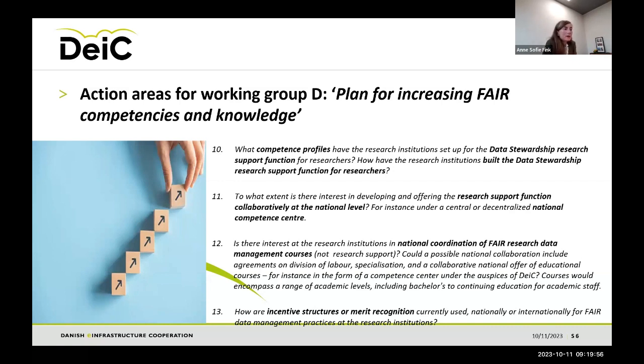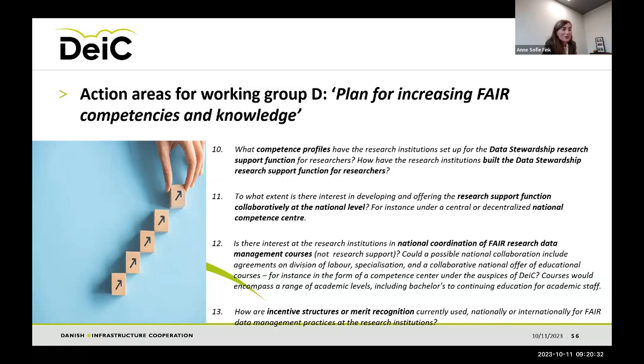Is there interest at the research institution in national coordination of FAIR research data management courses? Could a possible national collaboration include agreement on division of labor, specialization, and a collaborative national offer of educational courses? For instance, in the form of a competence center under the auspice of DAIC. Courses would encompass a range of academic levels, including bachelor's to continuing education for academic staff.